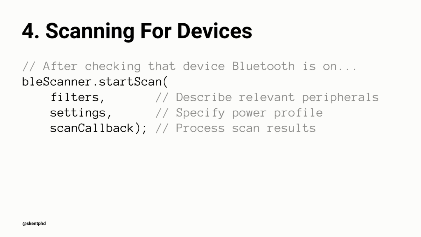Once we've obtained this BLE scanner, we will call this start scan method, and we provide it with 3 arguments. I'm going to talk about one of these in detail, and the other 2 are fairly self-explanatory. So filters is where you can describe any information that you have that would restrict the peripherals that you're interested in. So you might say, hey, I'm only interested in working with heart rate monitors, so only show me devices that match this profile. This is where all that profile and service information starts to come in useful.